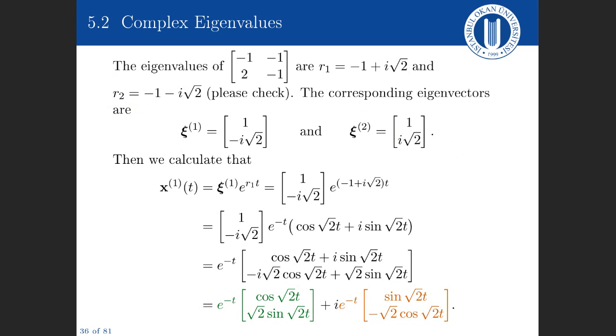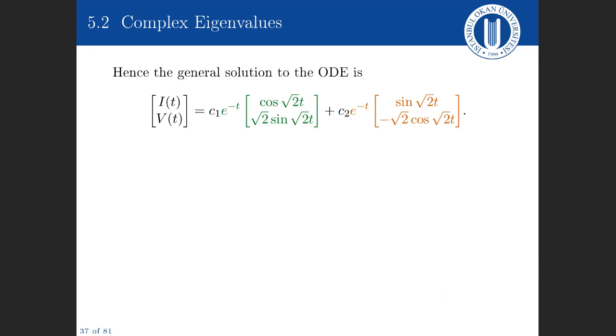We take x1, that's Xi1 e to the power R1t, and rearrange it. And we find that we get e to the power minus t (cos root 2t, root 2 sine root 2t), plus i e to the power minus t (sine root 2t, minus root 2 cos root 2t), which I leave for you to check at a later time. These are the two functions that we want. This green function will be u, and this orange function will be v.